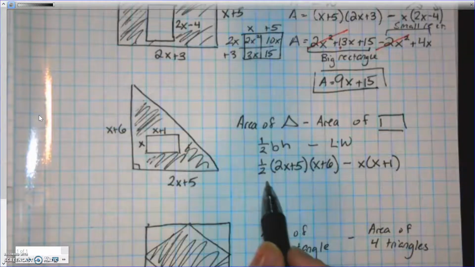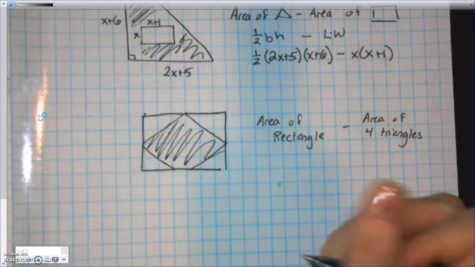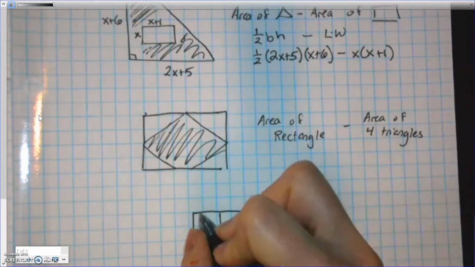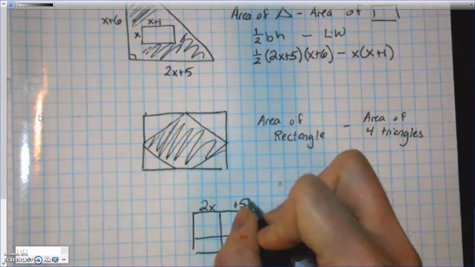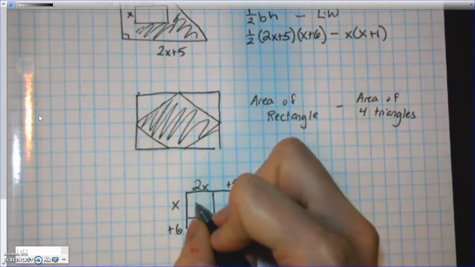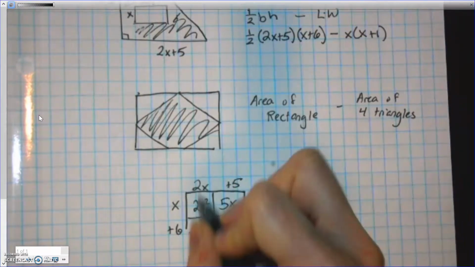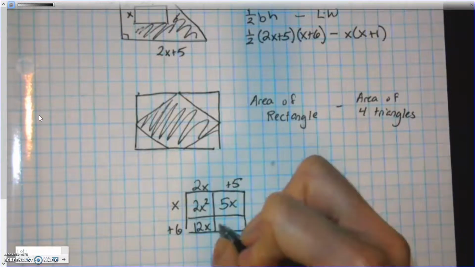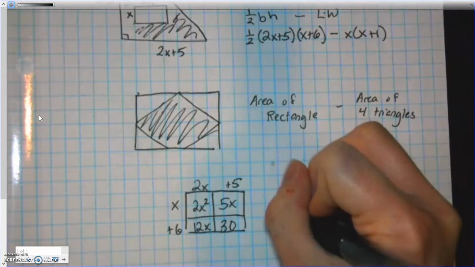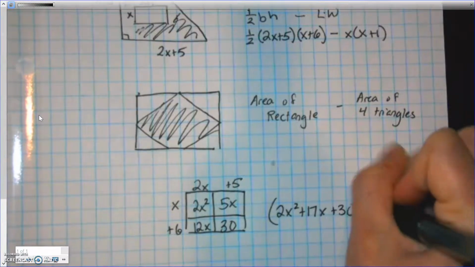And I'm going to do this multiplication kind of off at the bottom because it is going to be a little bit complicated. Once again, I can do my box method, and I'm going to leave out the 1/2 right now. So I'm going to do 2x plus 5, and then x plus 6. So we get 2x squared, 5 times x is 5x, 6 times 2x is 12x, and 6 times 5 is 30. And when I combine those, I'm going to get 2x squared plus 17x plus 30.